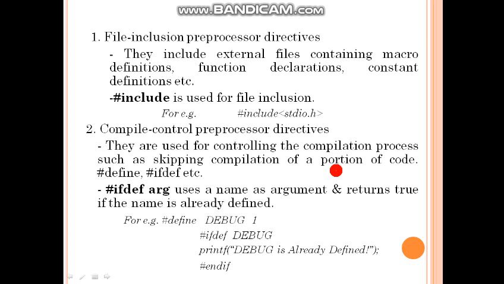Then the second is the compile control preprocessor directive. They are used for controlling the compilation process, such as keeping or skipping a portion of code. Hash define, hash ifdef, etc. Hash ifdef takes a name as argument and returns true if the name is already defined. For example, hash define DEBUG, hash ifdef DEBUG, printf DEBUG is already defined, as in this example.